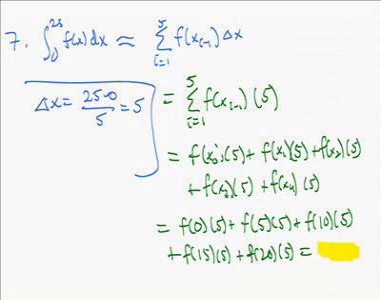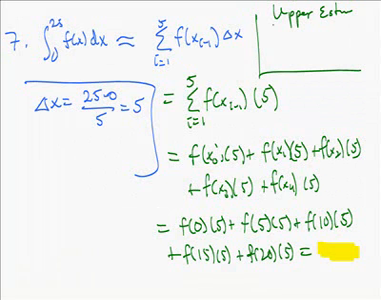Alright, so you want to do the same thing with the upper estimate, and for the upper estimate, you're going to use the right endpoint. So the right endpoint, you're going to use the sum i going from 1 to 5 of f of x sub i times your delta x, which is 5. So then you're going to take basically f of 5, f of 10, f of 15, f of 20, and f of 25. Alright, so I'll let you guys take it from there.